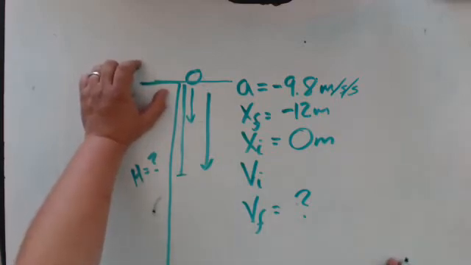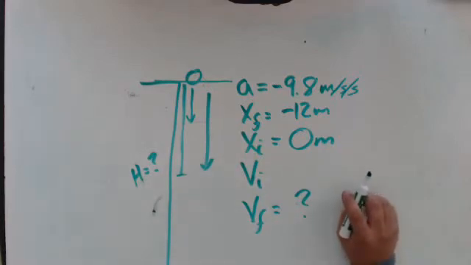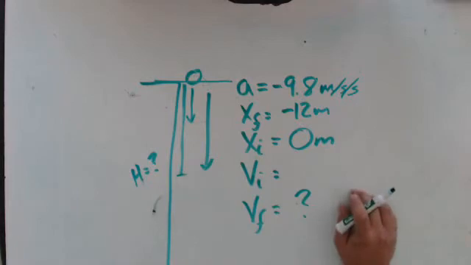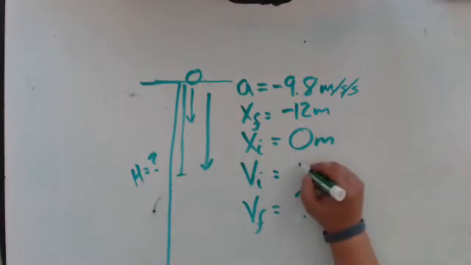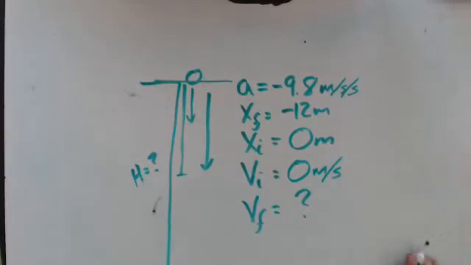So I'm going to reread the problem and see if there are any clues that will help me answer that question. Well, what we have here is: how long does it take a golf ball to fall from rest a distance of 12 meters? It falls from rest, so that means the initial velocity is 0 meters per second. And I don't know time. That's actually what I'm looking for. Pretty simple. A lot of information there that allows me to plug into the right equation.